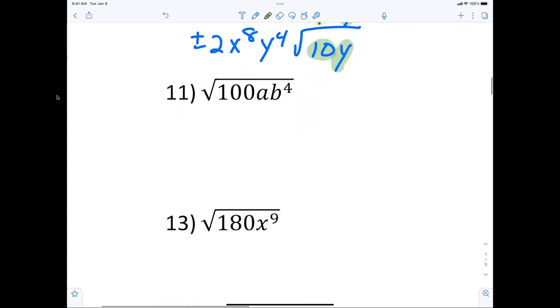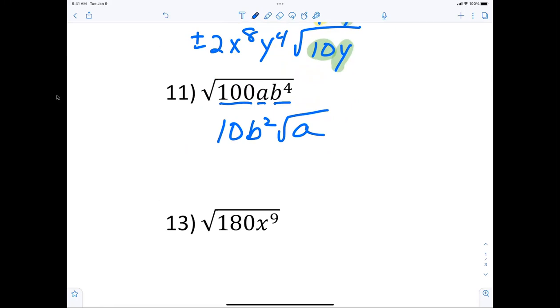All right, so number 11. Is 100 a perfect square? Yeah. Is A? No. Can we break down A though? No. Is b to the 4th a perfect square? Yeah. So everybody should be able to just tell me it's what? 10 b squared radical a. Come on, that's it. That's how easy. And I'm good. It's very easy.